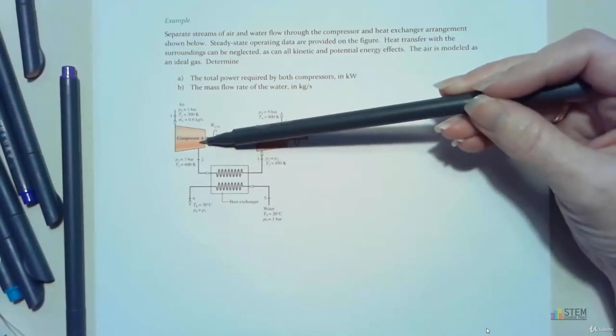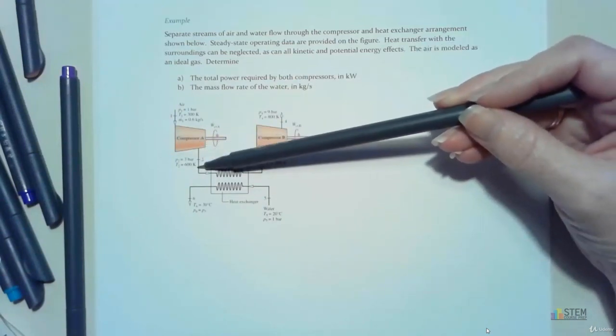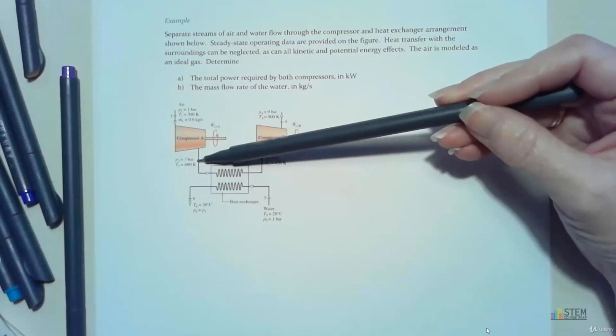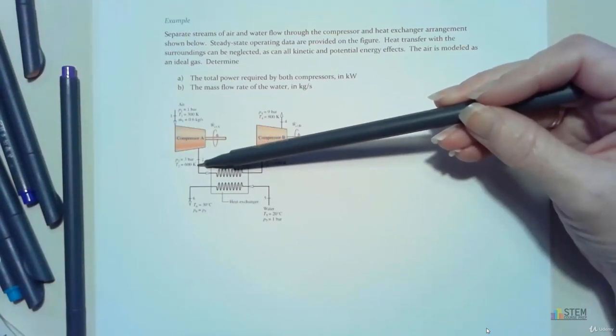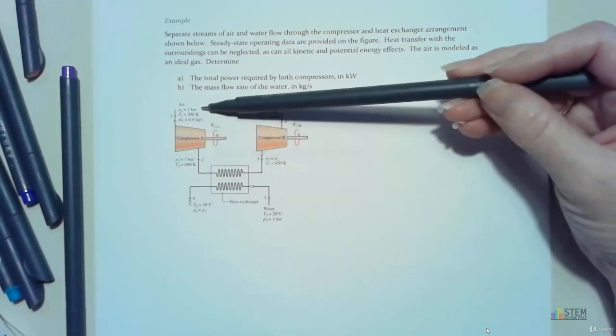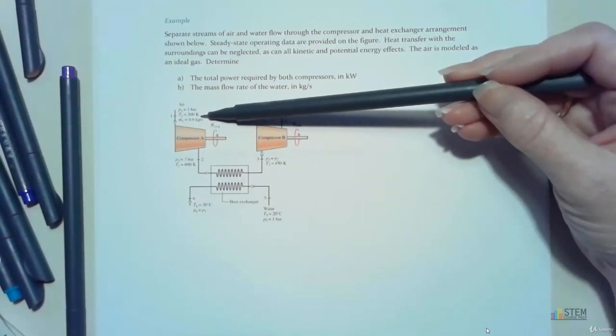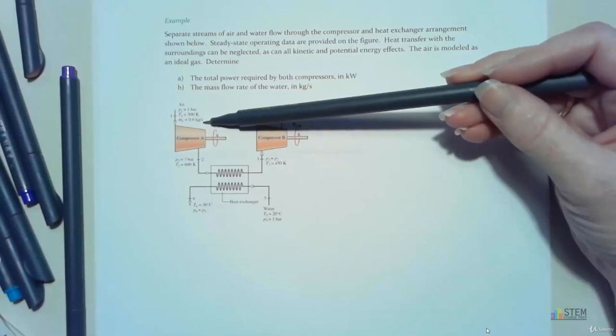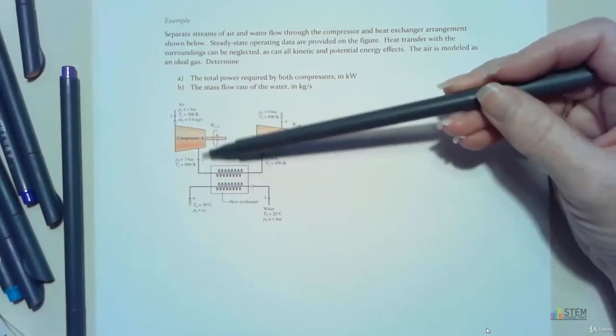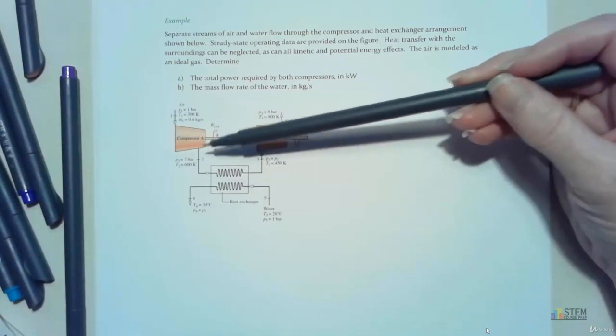And then the air is going to leave compressor A. It's now got a pressure of 3 bar and a temperature of 600 kelvins. Notice up here it started with a pressure of 1 bar and a temperature of 300 kelvins. We also had mass flow rate given. Okay, so pressure went up, temperature went up as it went through this compressor.